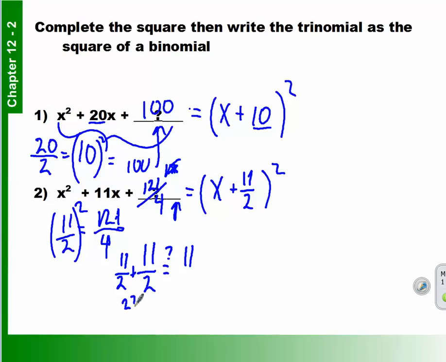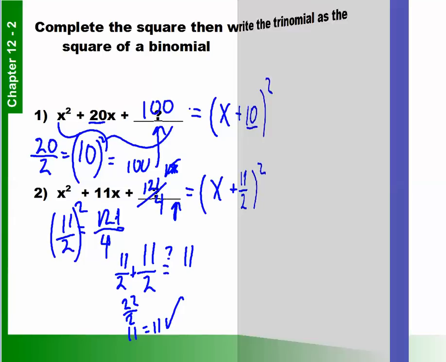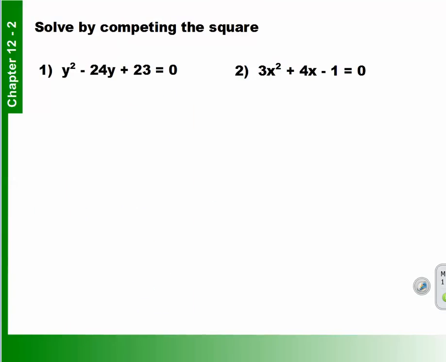So what is 11 over 2 plus 11 over 2? We get 22 over 2. What is 22 over 2 equal to? 11. Oh my goodness, it works, doesn't it? So we have completed the square. X squared plus 11x plus 121 over 4 is equal to the binomial x plus 11 over 2 squared. How does this help us? Probably not at all, you're thinking. But no, we can solve quadratic problems with this method.